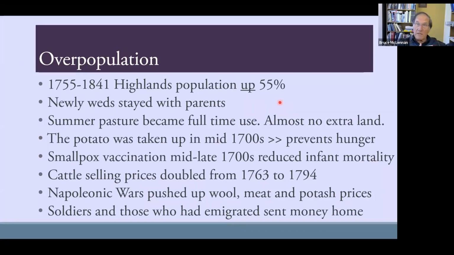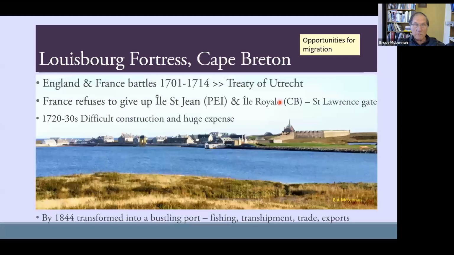Cattle selling prices increased dramatically, so that was another source of income that meant they could be better fed and their population could increase. The Napoleonic Wars were forcing up the price of supplies for the soldiers, like meat and potatoes and wool for uniforms, of course. And potash, that's another thing that became popular, we'll talk about in a minute. Potash is used in the manufacture of glass and soap. It's an alkaline. And soldiers who'd gone off in these many wars that were being fought at the time were sending back money to their families to give them another source of income.